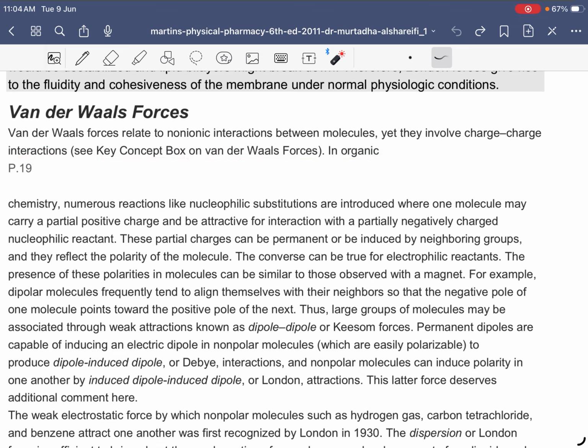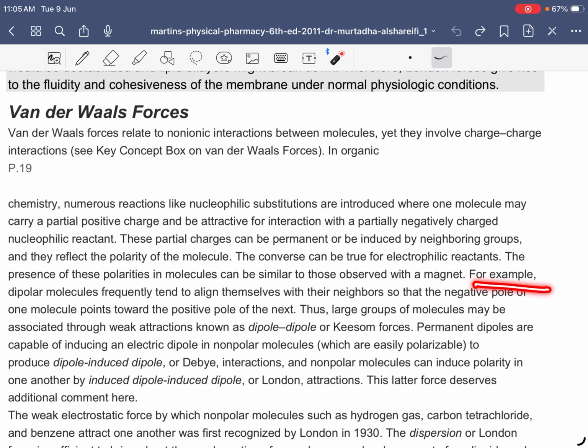In organic chemistry, numerous reactions like nucleophilic substitution are introduced where one molecule may carry a partial positive charge and be attractive for interaction with a partial negative charged nucleophilic reactant. These partial charges can be permanent or be induced by neighboring groups, and they reflect the polarity of the molecules. The converse can be true for an electrophilic reactant. The presence of these polarities in the molecule can be similar to those observed with a magnet.